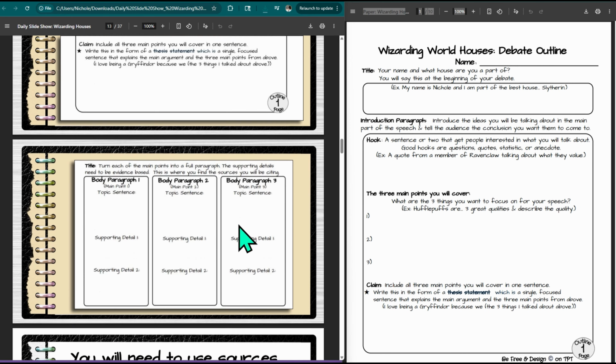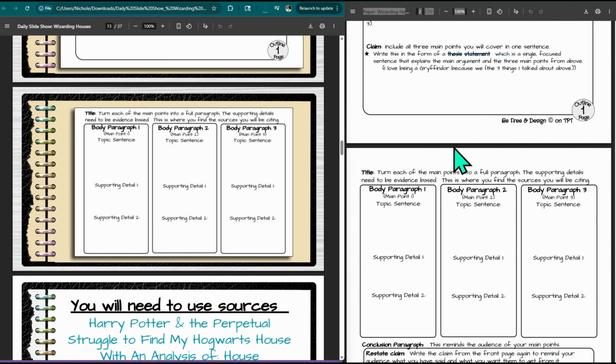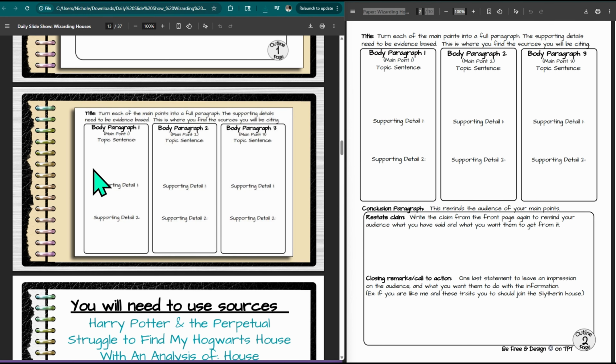Right after the claim, we go down to the second page and they just turn their paper over, and we talk about how to find supporting details for their body paragraphs. So turn each of the main points into a full paragraph. The supporting details need to be evidence-based. This is where you find the sources you will be citing.